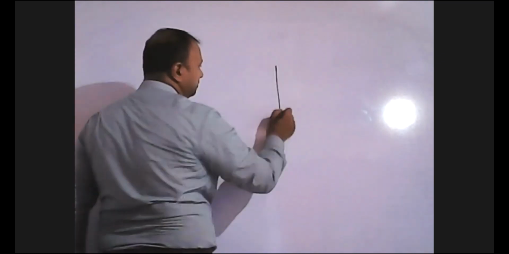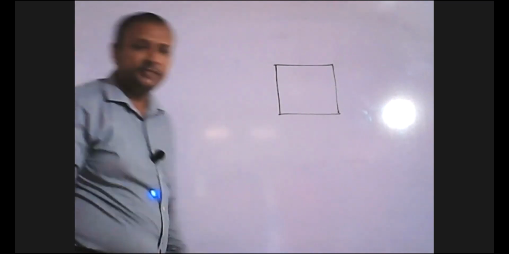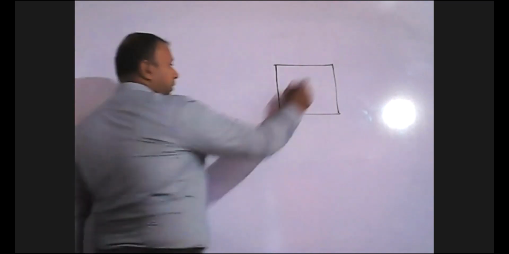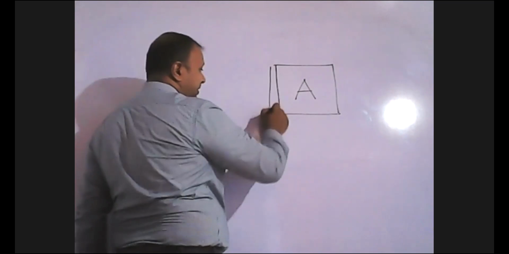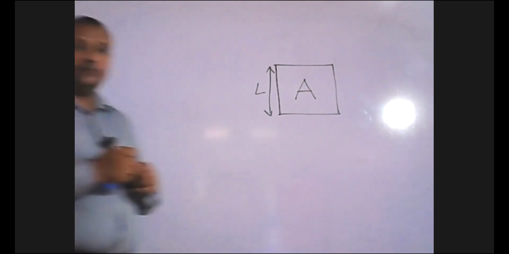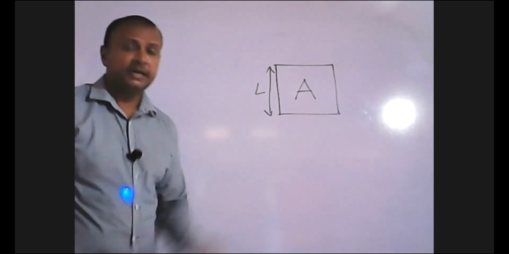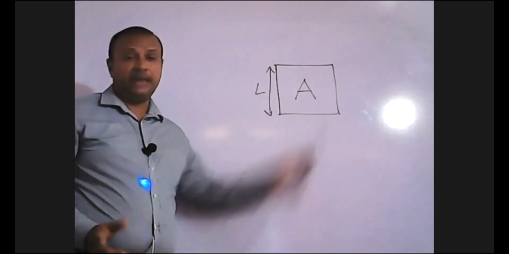Suppose we are given a special case. Suppose this is a square. The area of the square is A, and the side length is L. And we are asked to build a relationship between L and A.